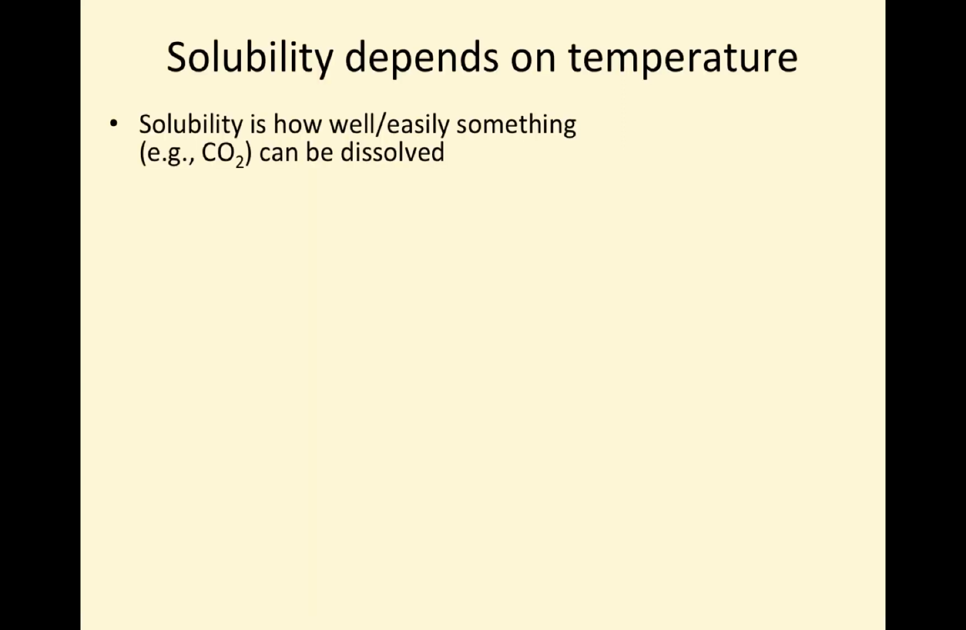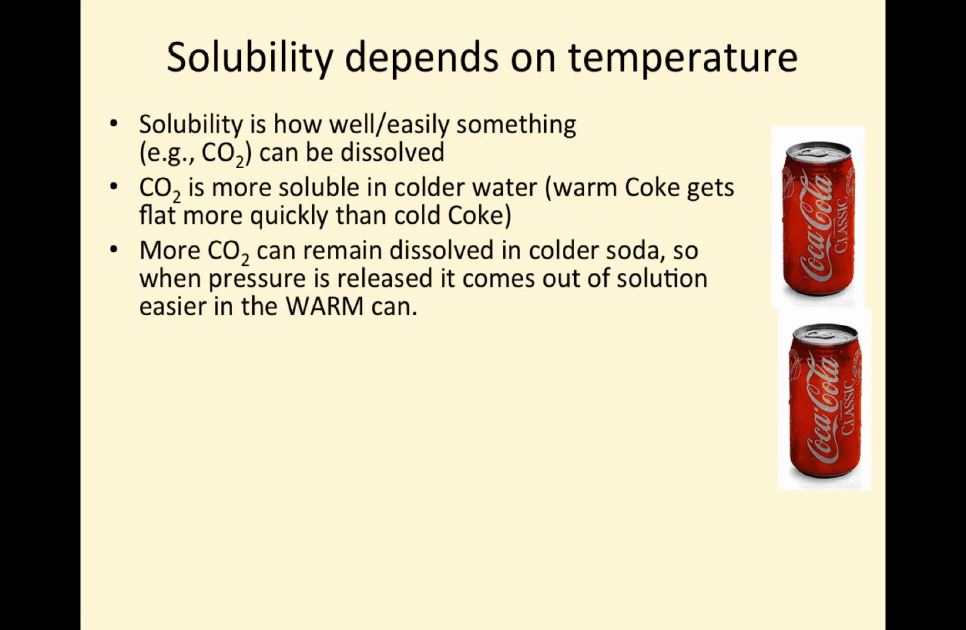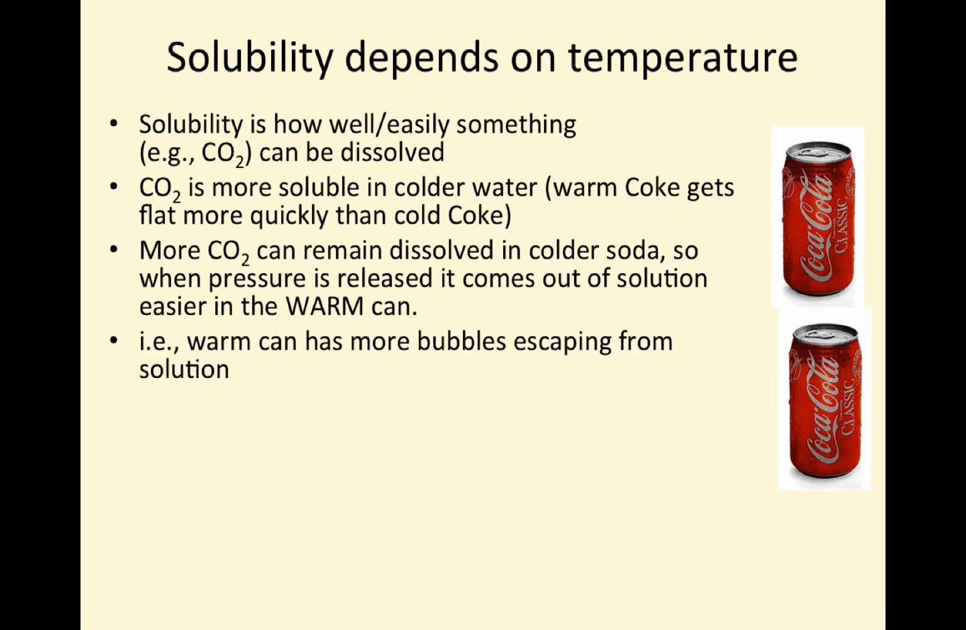Solubility depends on temperature. Solubility is how well or how easily something can be dissolved, for example, CO2. CO2 is more soluble in colder water. For example, a warm Coke gets flat more quickly than a cold Coke. Why is that? Because more CO2 can remain dissolved in the colder soda. So when pressure is released from a cold versus warm can, it comes out of solution more in the warm can than the cold. In other words, the warm can has more bubbles escaping from the solution. So the CO2 in there was more soluble in the cold Coke.